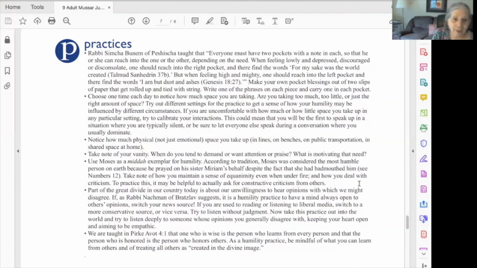And finally, notice how much physical, not just emotional space you take up in a line, on a bench, on a public transportation like a bus, or in shared space at home, and how you might want to reflect on that and alter it.